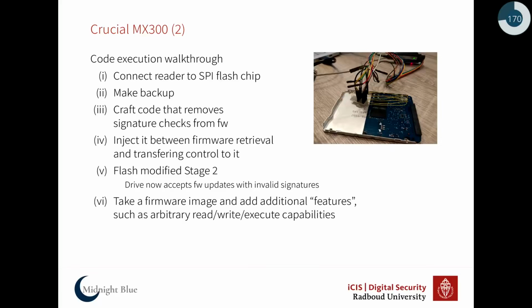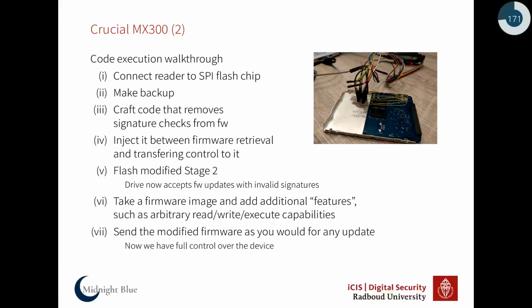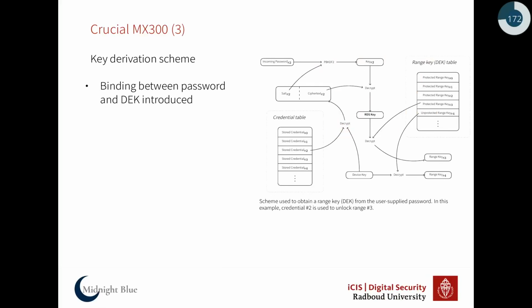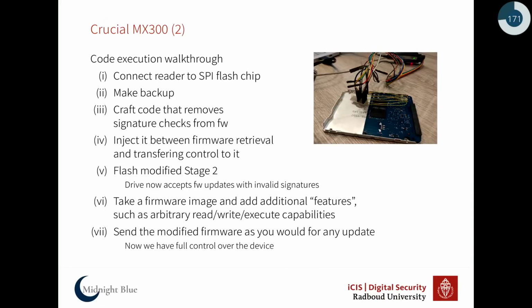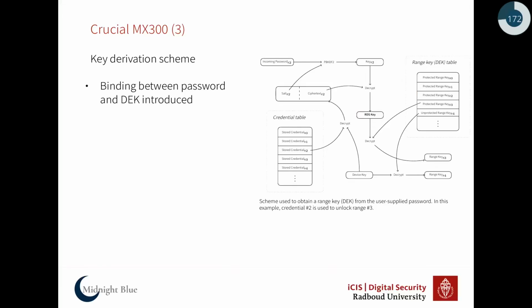Then you take a firmware image and add some features like arbitrary read, write, and execute. And then you flash it as if you would flash a normal firmware update. Just send it through some ATA command. I'll do that later, actually. I'll demonstrate that. So on with the key derivation scheme.